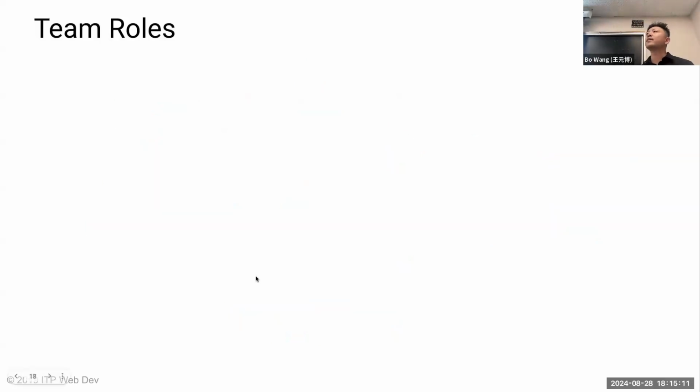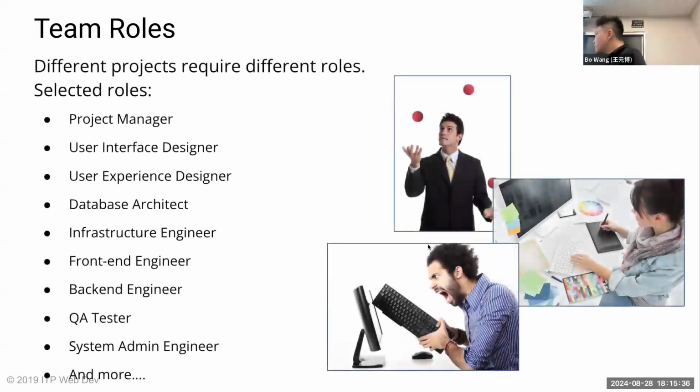As I mentioned a little earlier, in the industry there are team roles that you take, and a lot of you have mentioned roles you want to do after you graduate: UI, UX design, software engineering, etc. Here are some example roles: project manager, user interface designer, UX designer, database architect, infrastructure engineer, front-end engineer, back-end engineer, QA tester, system mission engineer, and more.